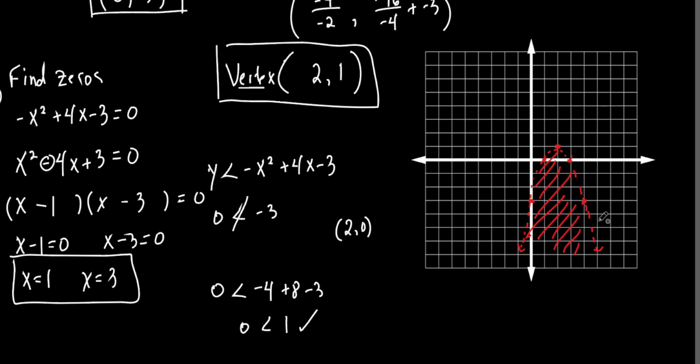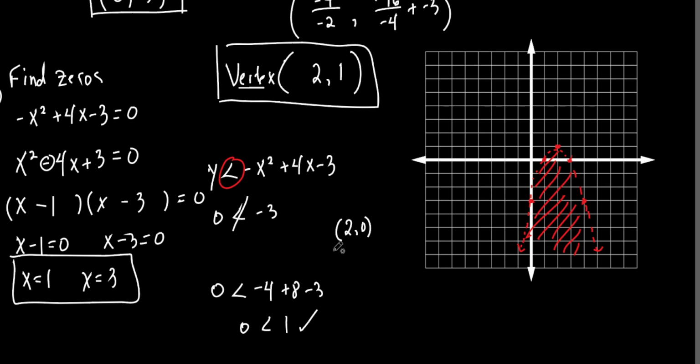Okay? Everybody with me on that? So when it says less than, where do you think you shade? Instead of going through this all the time, if it says less than, you probably shade inside the parabola. If it says greater than, you would shade outside the parabola. All right? So that's kind of helpful.